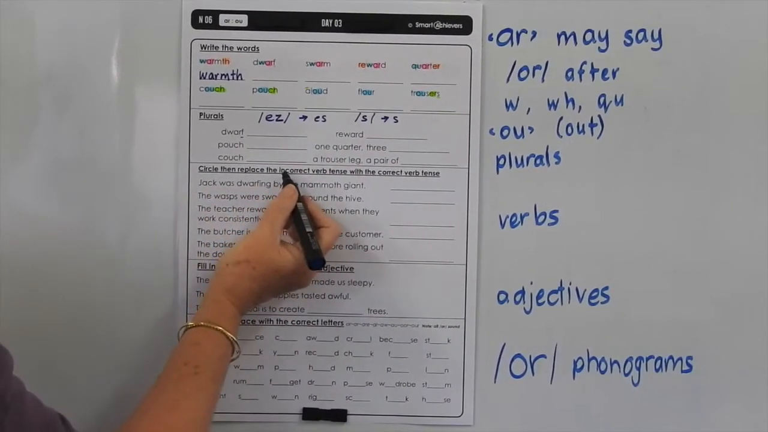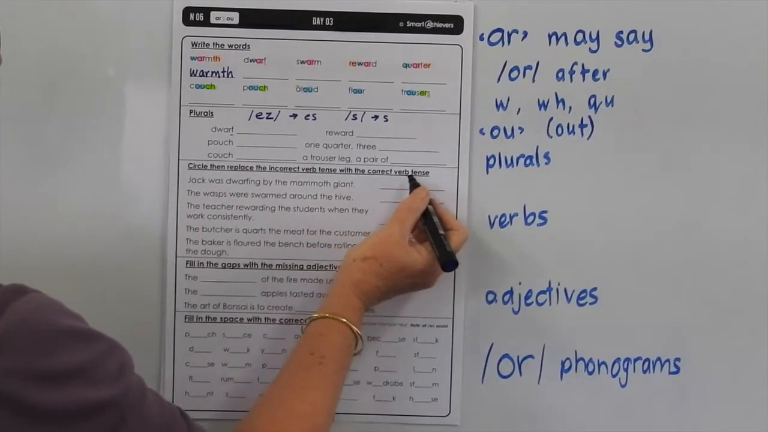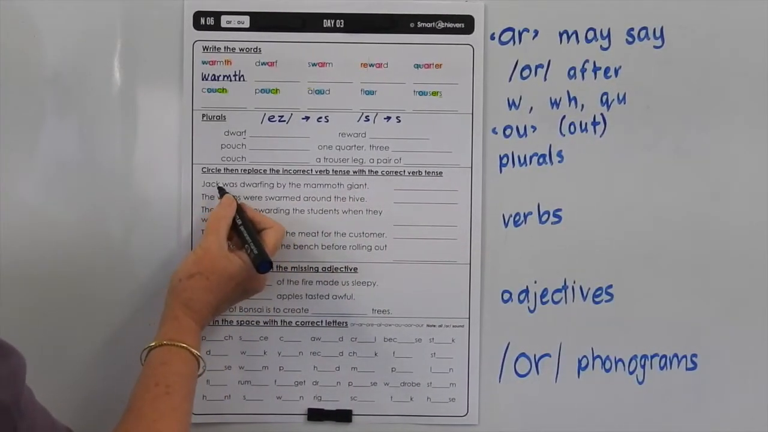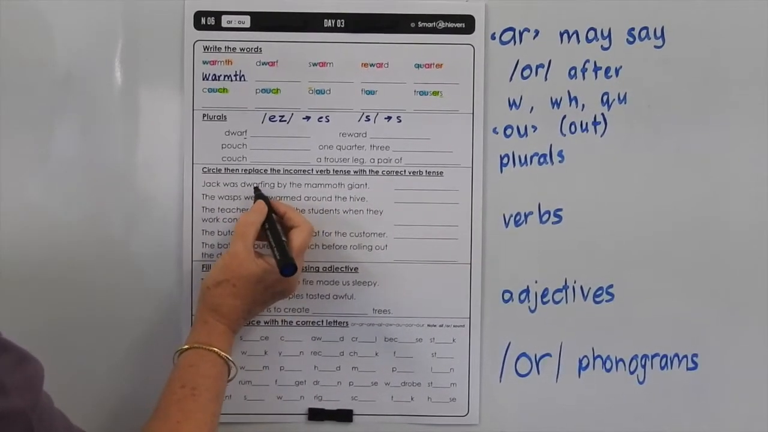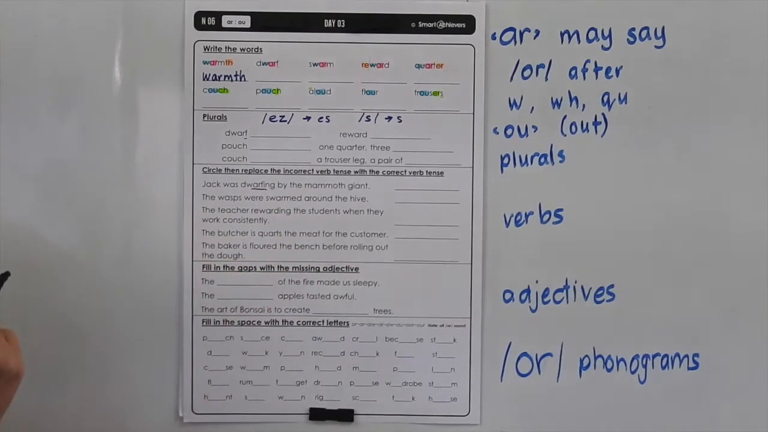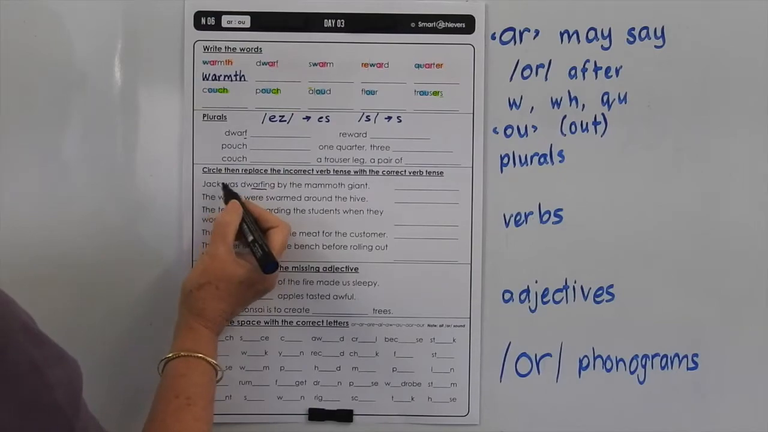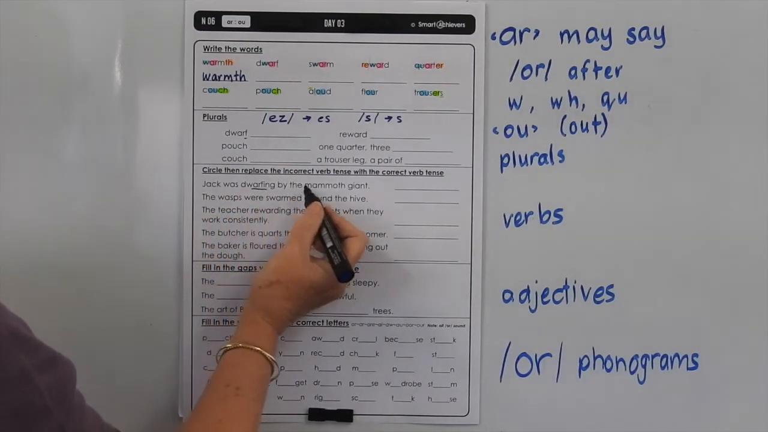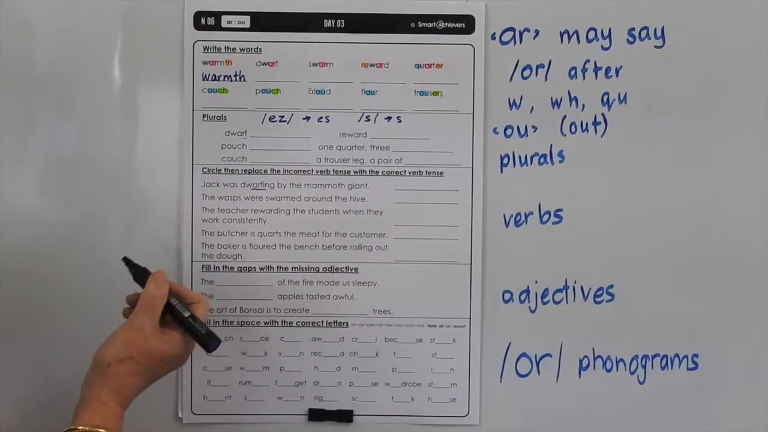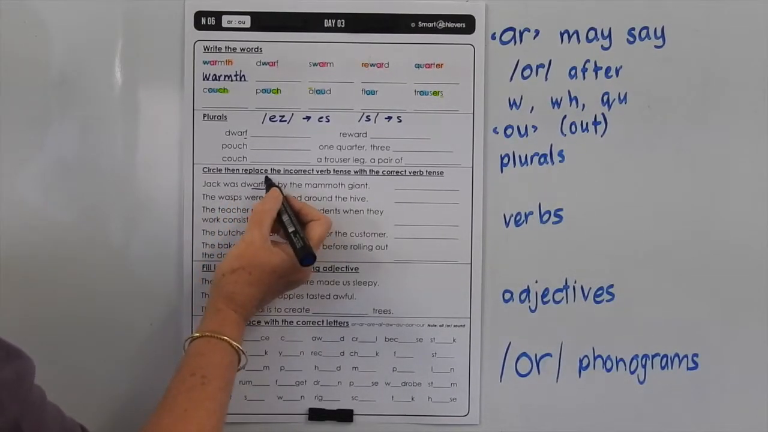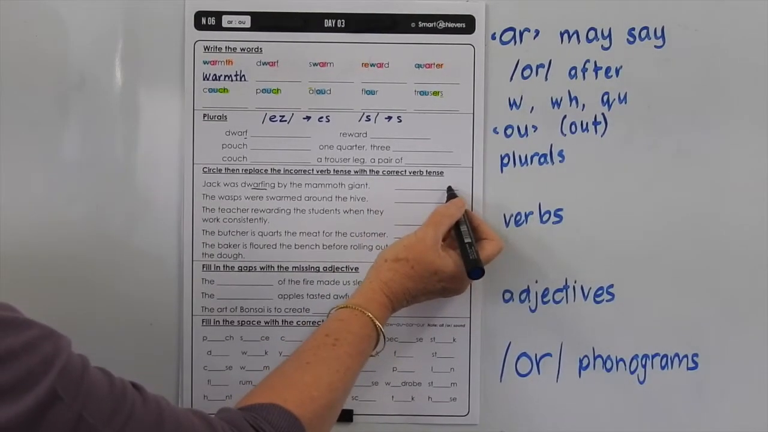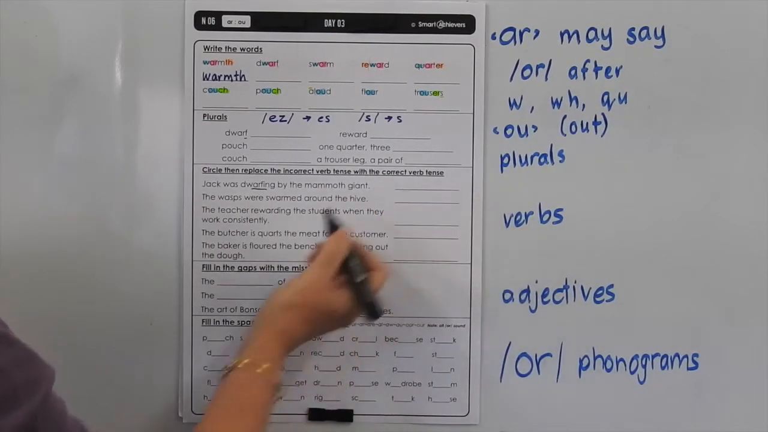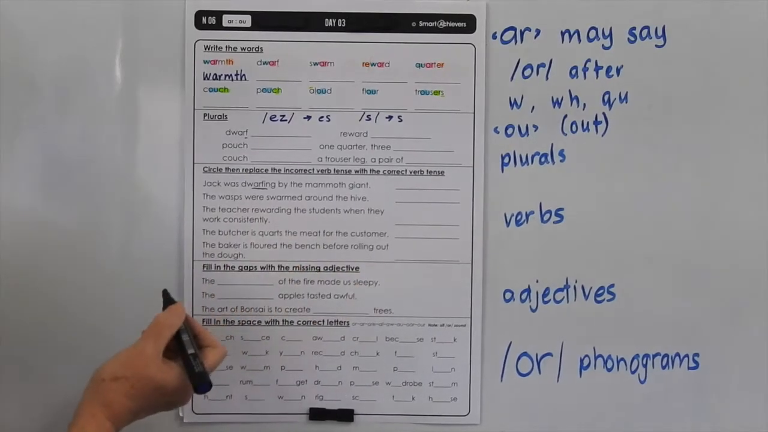Now, circle then replace the incorrect verb tense with the correct verb tense in these words. So we've got Jack was dwarfing by the mammoth giant. Well, obviously the verb is dwarfing. It could be a noun or a verb. Jack was dwarfed by the mammoth giant. Sounds better. We know it's past tense, so we've got to put dwarf with the ED on the end. So you're going to write that word in its correct tense on that line at the end. You can work through the rest of those on your own.